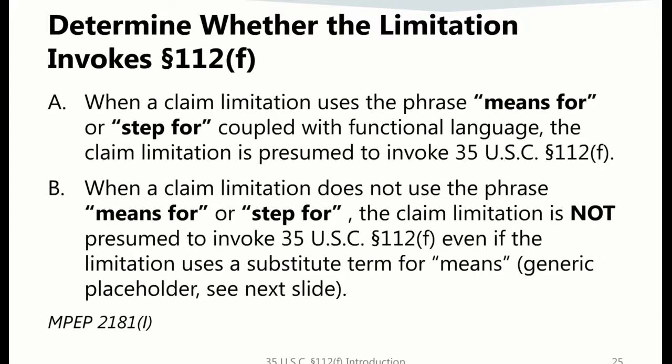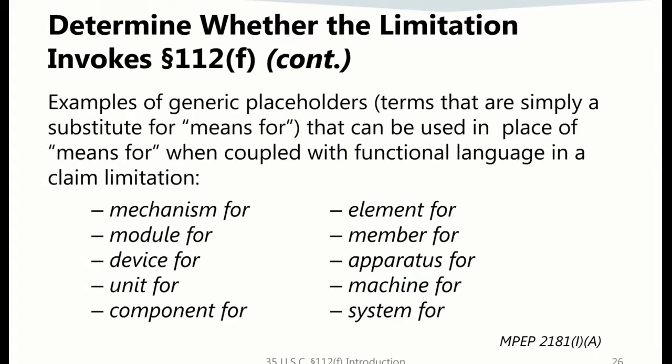When a claim limitation uses the phrase "means for" or "step for," coupled with functional language, the claim limitation is presumed to invoke 35 U.S.C. 112(f). When a claim limitation does not use the phrase "means for" or "step for," the claim limitation is not presumed to invoke 35 U.S.C. 112(f). The terms listed can be generic placeholders for "means for." This extension of substitutes for "means for" does not apply to "step for," as such claims are relatively rare, and the case law is not well developed. Method claims typically recite actions associated with a function, and not simply functions.